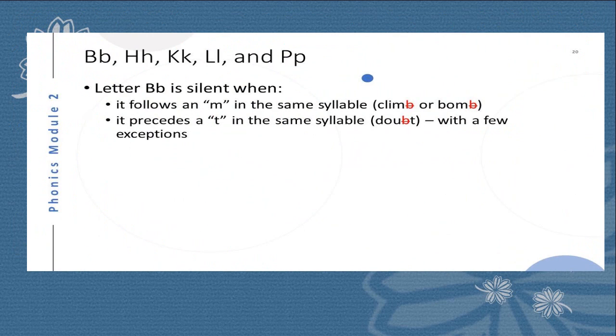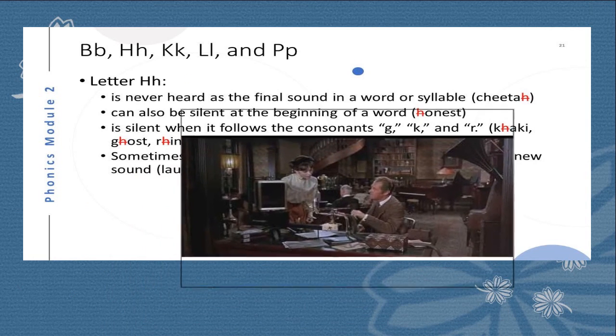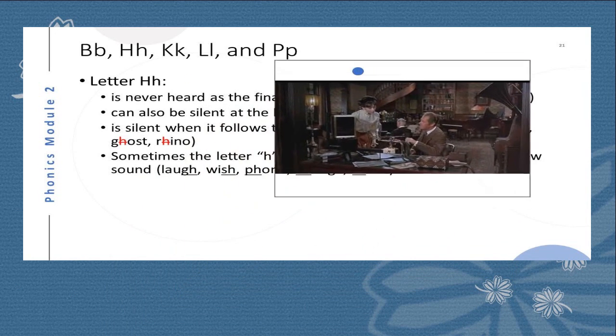The letter B is silent when it follows an M in the same syllable. It is also silent when it precedes the letter T in the same syllable, with a few exceptions. In Hartford, Hereford, and Hampshire, hurricanes hardly ever happen.